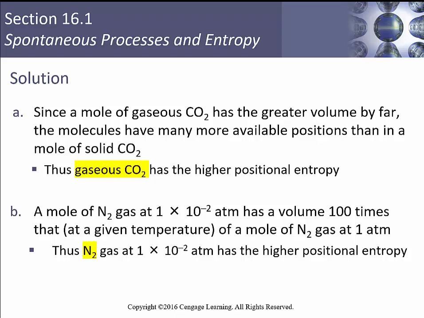A mole of N2 gas at 1 times 10 to the minus 2 atmosphere has a volume that's going to be 100 times that of a mole of N2 at 1 atmosphere. So the N2 has more room to spread out at that lower pressure because it's got a larger volume, higher positional entropy.